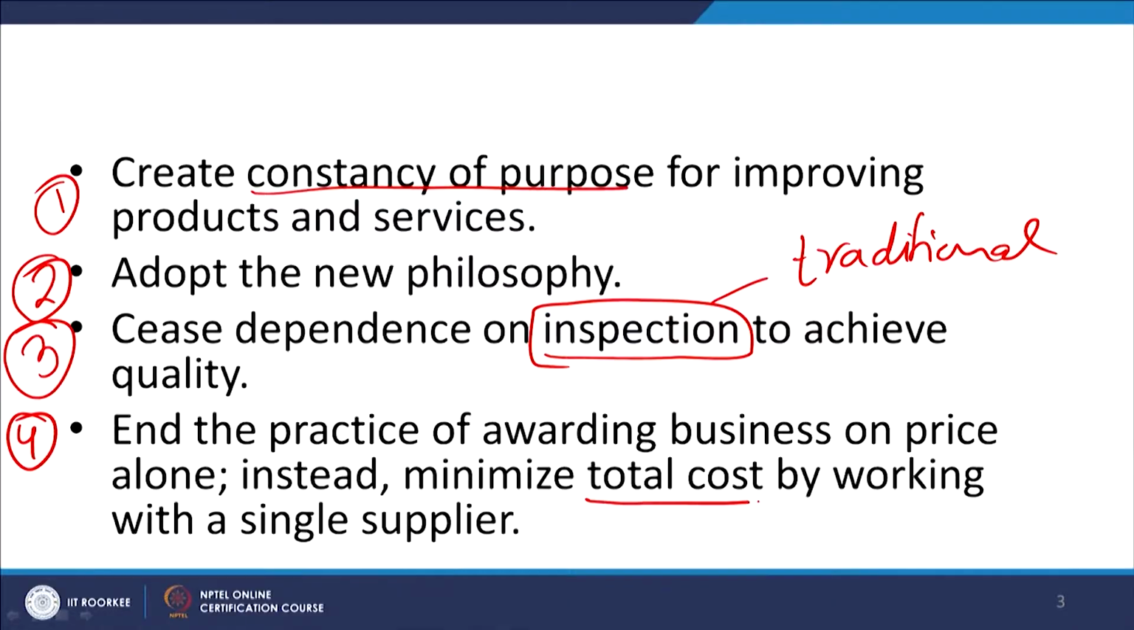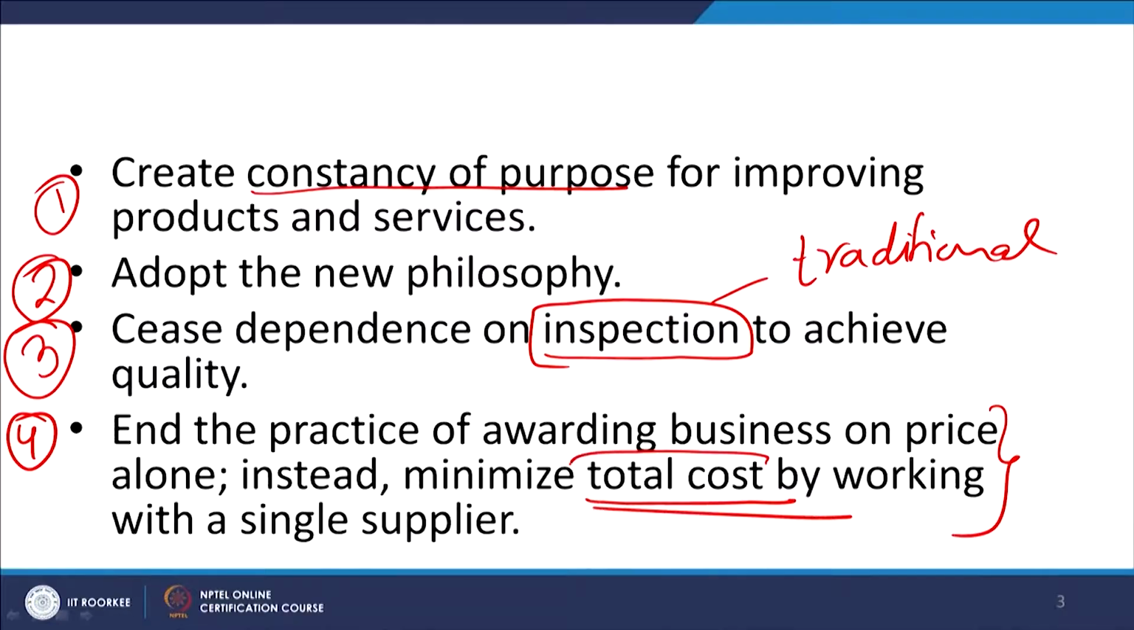So, we need to eliminate this practice of giving orders only on the basis of price. Rather, we need to see the total cost of working with a single supplier. Maybe this idea says that we can think of 2, 3, 4 suppliers for the same product, and then we see what the total cost is with those 2, 3 suppliers, and what the total cost is if I am working only with a single supplier based on cost alone.